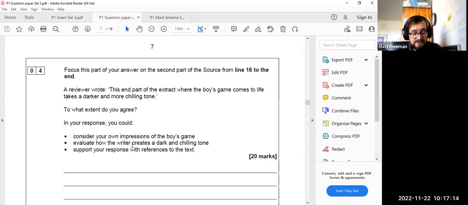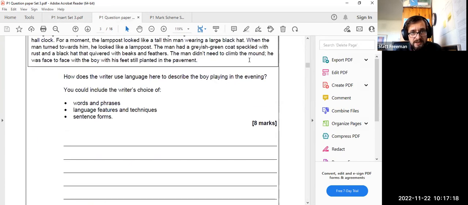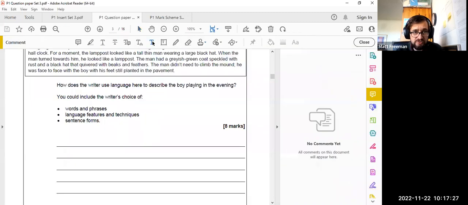Okay, so I'm going to go back to my question paper. I'm going to go back to question 2. And again, you can make notes on this. They're not expecting something that is perfect. They're absolutely expecting there to be little notes and scribblings and stuff like that. Okay.